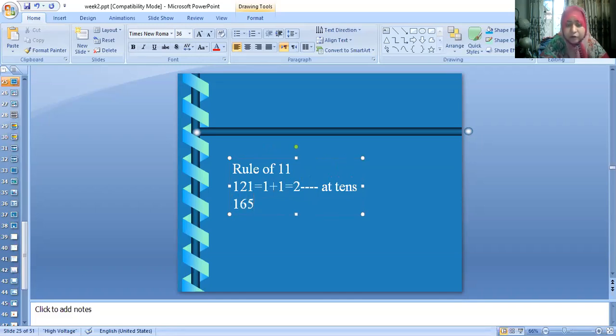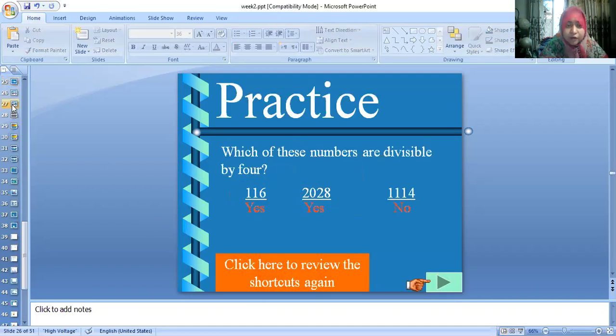Let's take another example. Now this number, yes, let's check this one. Let's take the hundred digit and add up the unit digit, the answer is 6, and yes, that number is present at tens. So that's how we can get to know that this number is divisible by 11.